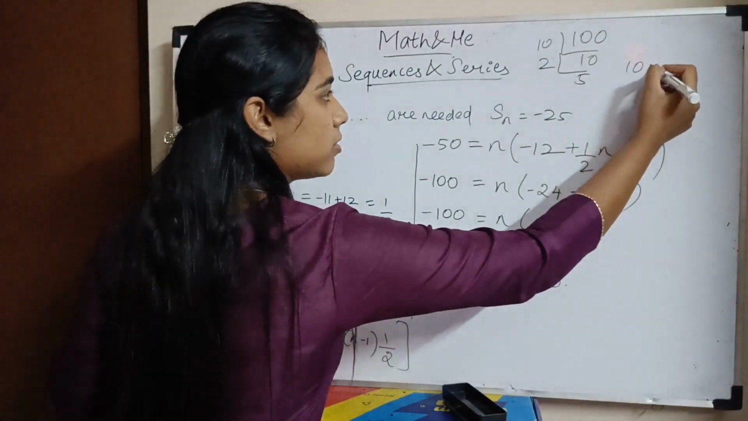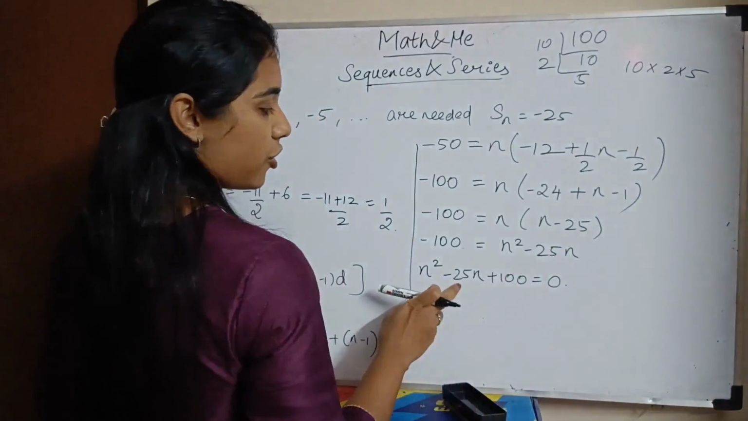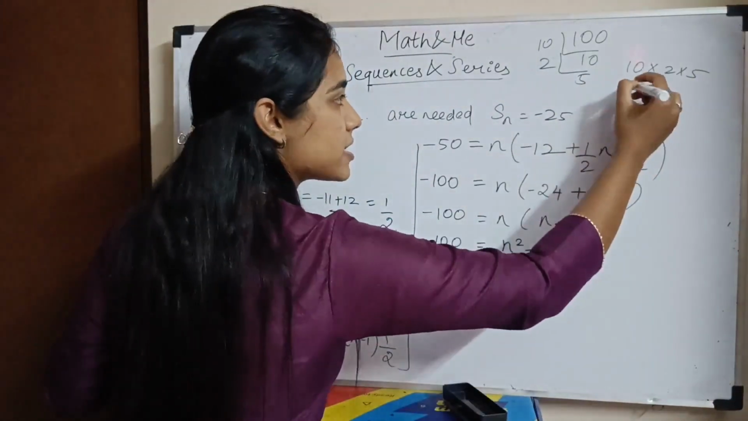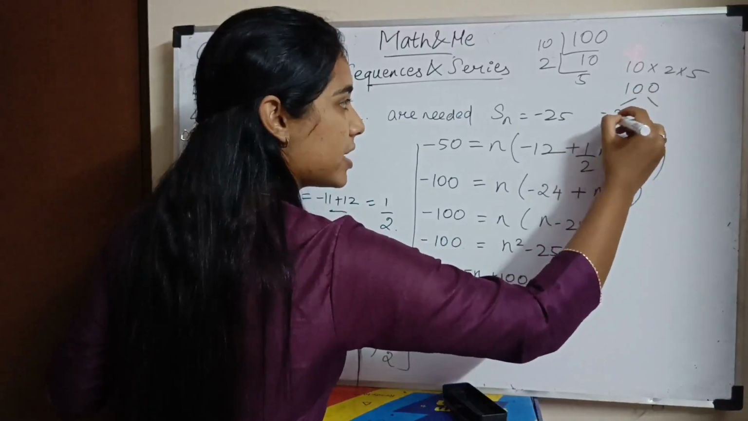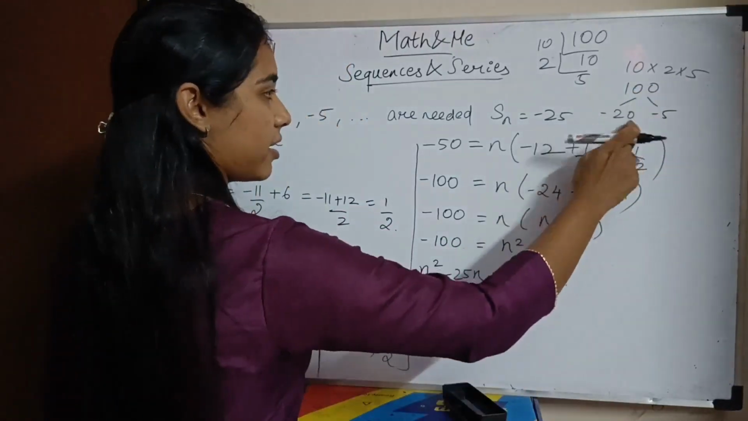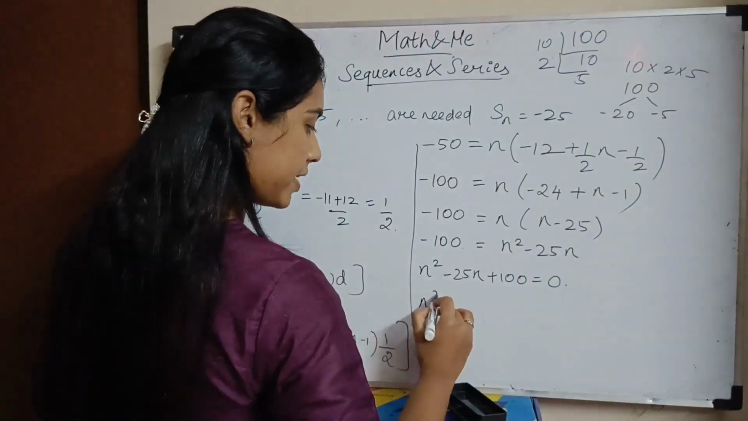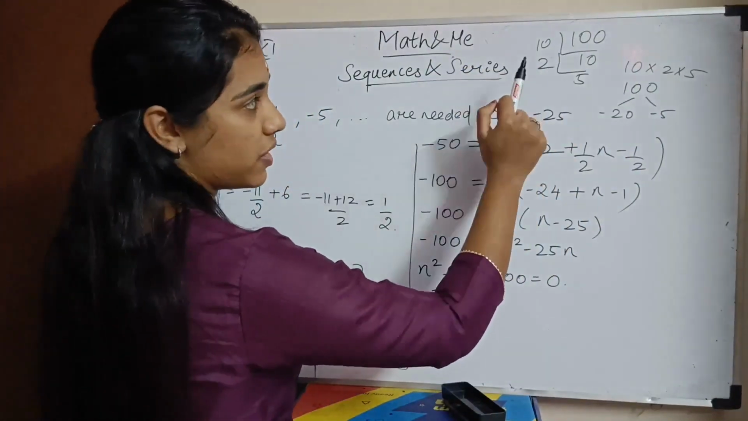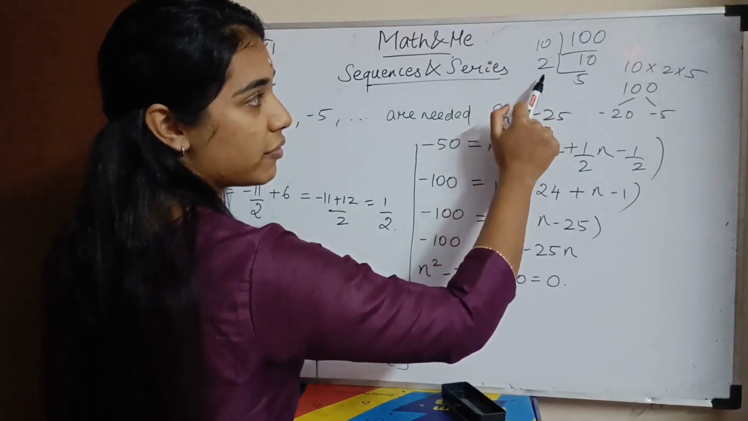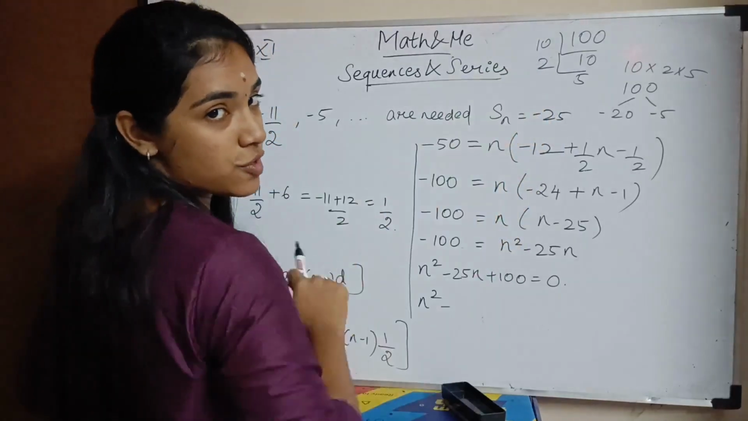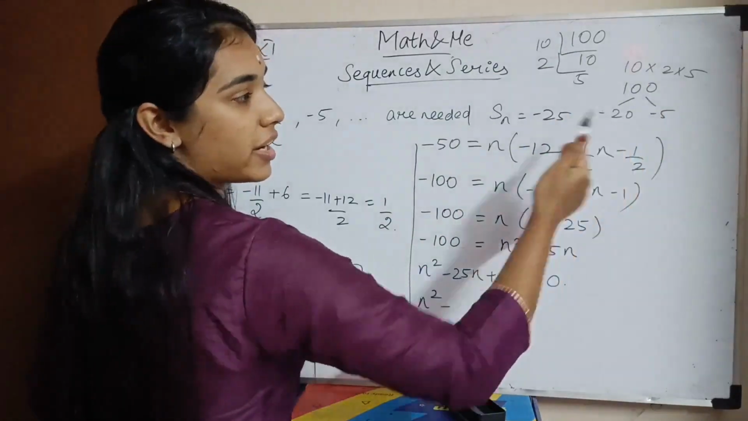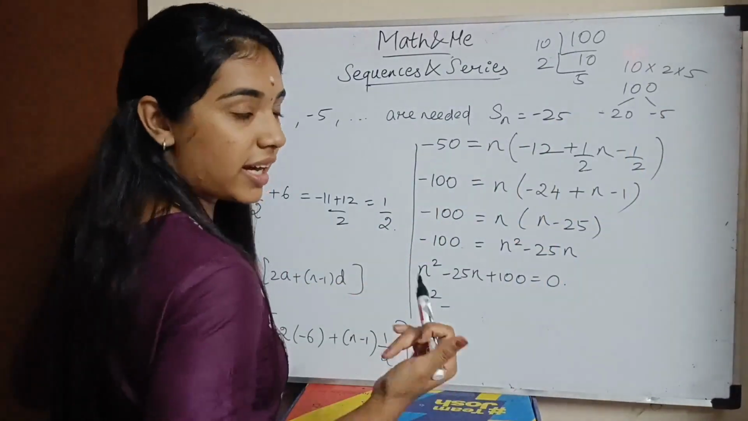So I have 10, 2, 5. So in order to get 25, I have 20 times 5. So it's 100, minus 20, minus 5. So I get 100 and minus 25. So I have n square. This is just a shortcut. This is not exactly a prime factorization method. And in the prime factorization method, you only have to use prime numbers. But I've used 10, which is a composite number. I've used this because this is a shortcut, just to find which factors I can take. Okay, this is just a trick that I use.